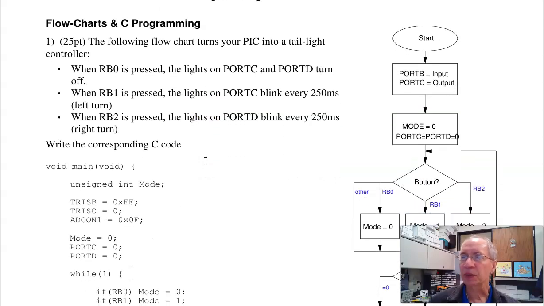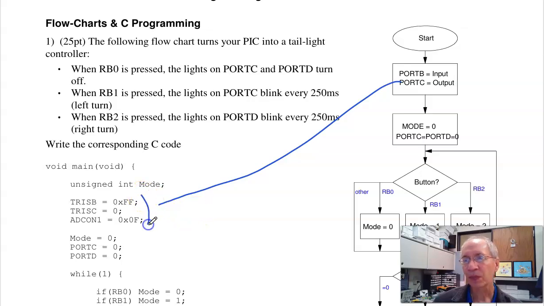And actually on this one, you don't really care about the problem. I can just go straight from the flowchart. Each block of the flowchart should correspond to a section of code. So the first one is make port B input, port C output. And C, that's the TRIS registers. TRIS controls input or output. 1 means input, 0 means output. So this makes all of port B input, all of port C output.